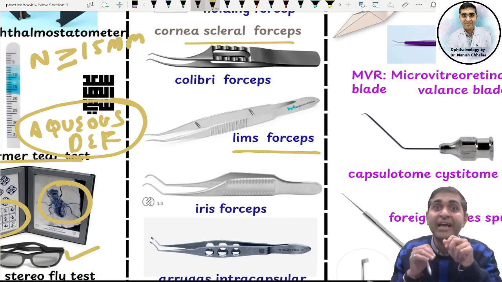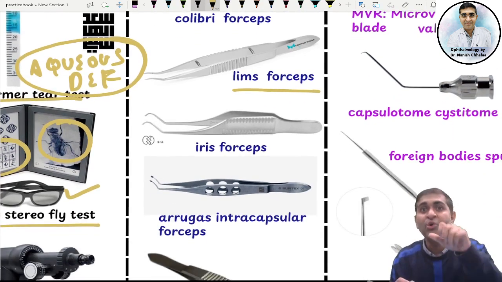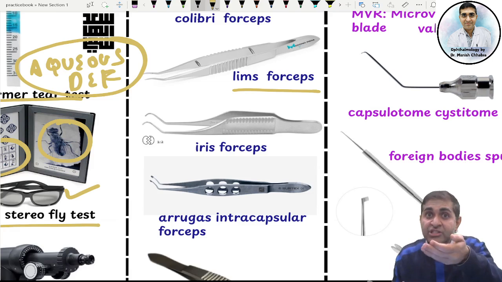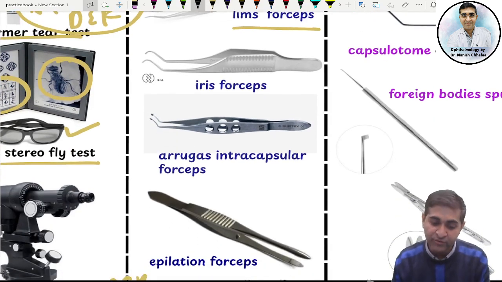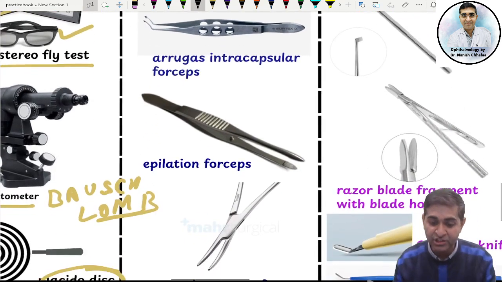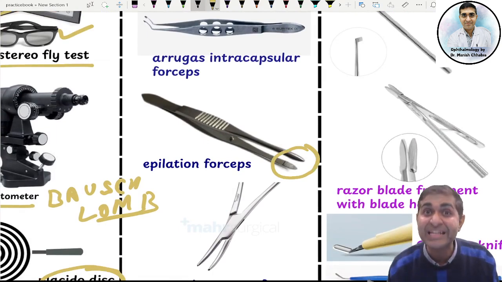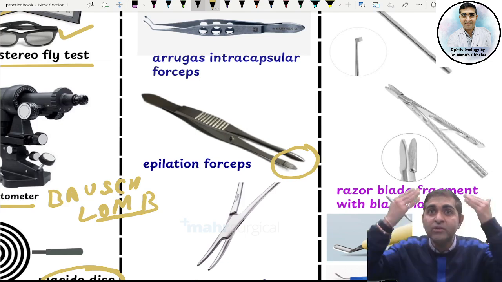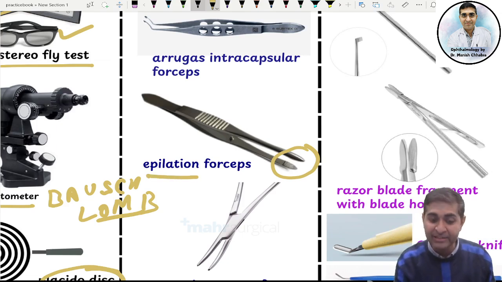If you have created a scleral flap, so in trabeculectomy, you can use limbal forceps to hold the sclera as well. Then iris forceps used to hold the iris. Yes, if the iris is prolapsing out, you hold it and push it inside the eyeball. Okay. Then there is intracapsular forceps. Again, the usage of this is to hold the capsule. Epilation forceps, you can see that the ends are very blunt, and suppose the patient is having trichiasis or entropion, so the eyelashes are rubbing over the cornea, you pluck the eyelashes with these forceps, you epilate it, you call it epilation.